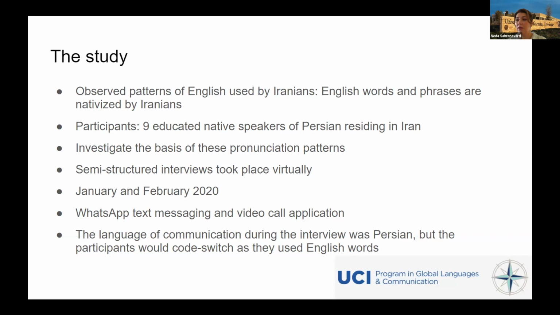I conducted semi-structured interviews virtually during the pandemic. It happened in January and February of 2020. I used WhatsApp text messaging and video call application to do the interviews, and the language of the interview was Persian, but we would code switch as needed during our conversation.